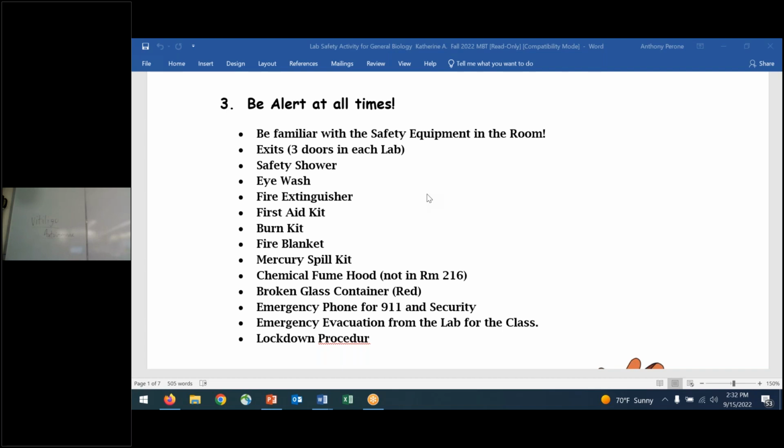The chemical fume hoods are located right here, so they're both operable. You'll see this one here on this side, and this one on this side. Broken glass container. We have a bucket right over here, right in the corner.